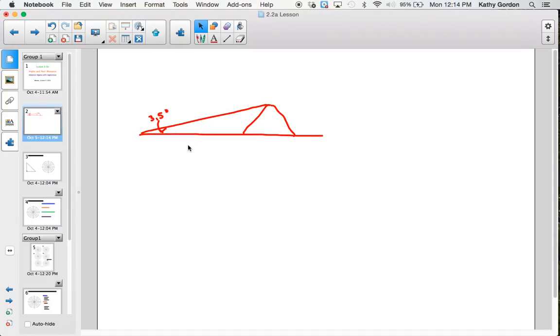Okay. What happened? There we go. All right, 13 miles right here. And we look again, and now the angle of elevation right here is 9 degrees. And the question is, how high is the mountain? Okay.